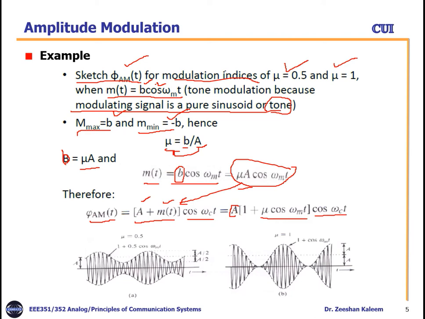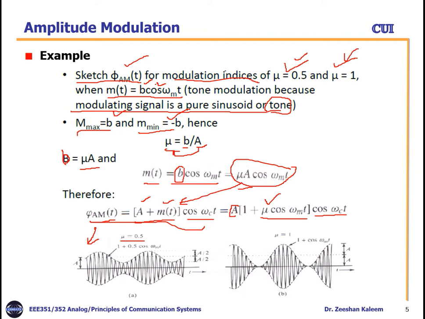So if we plot this one, how would it look? First we have two cases, for mu equal to 0.5, and for mu equal to 1. So let's first plot for mu equal to 0.5. So mu equals 0.5, this is the scenario. In general, you know that the AM wave has a shape like this one. What we want to highlight here is only the role of mu.